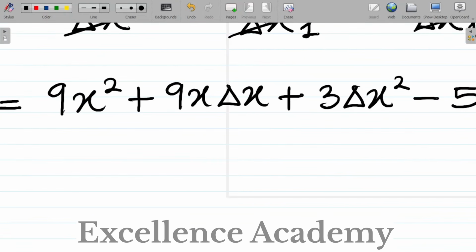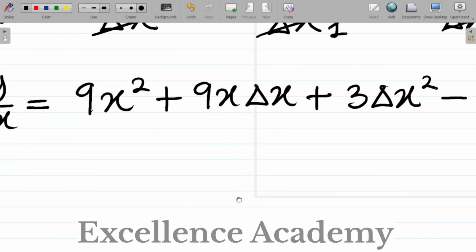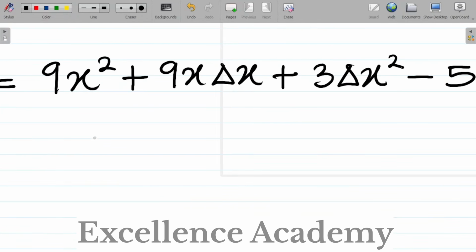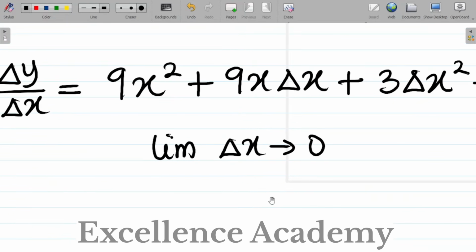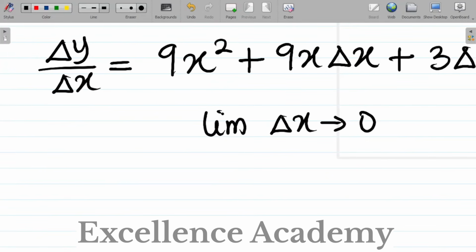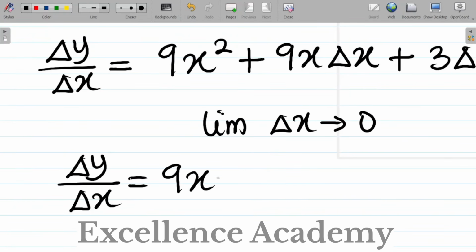All right, one final task, we'll take the limit. After doing this, the last step is to take the limit of change in x equal to 0. Now, what this simply means is that wherever I see change in x on the right hand side of the equation, I'll put that as 0. That becomes change in y all over change in x is equal to 9x squared plus 9x.